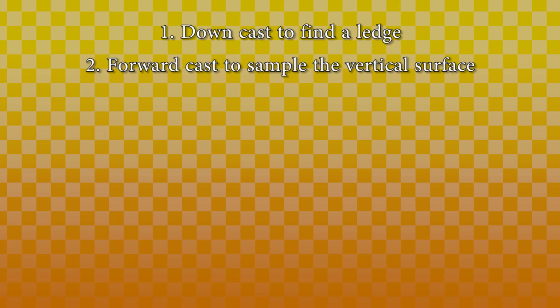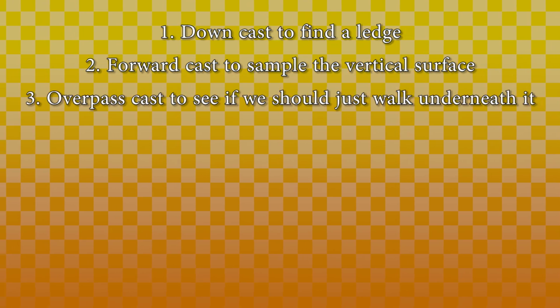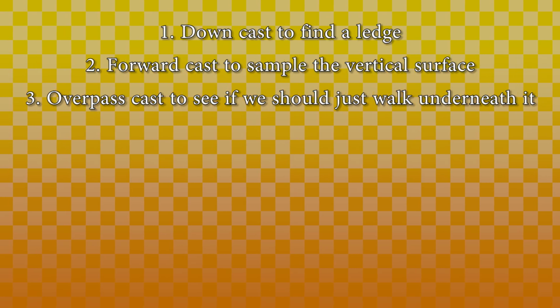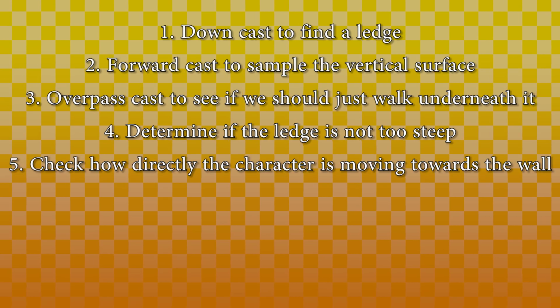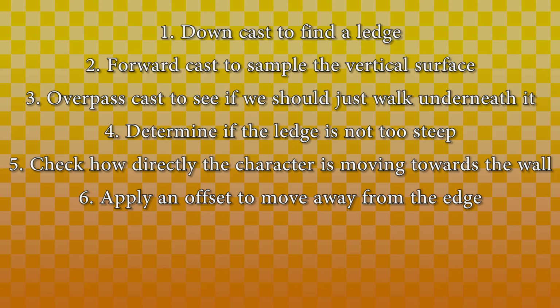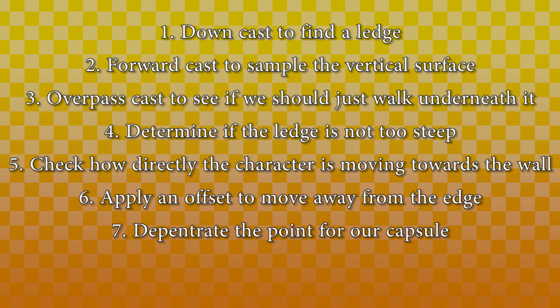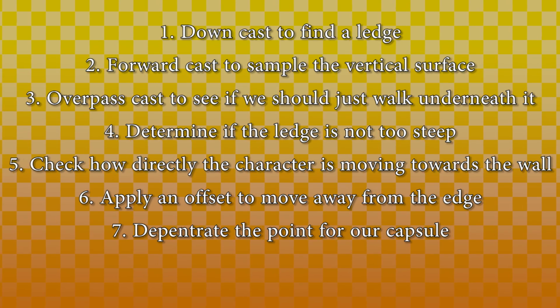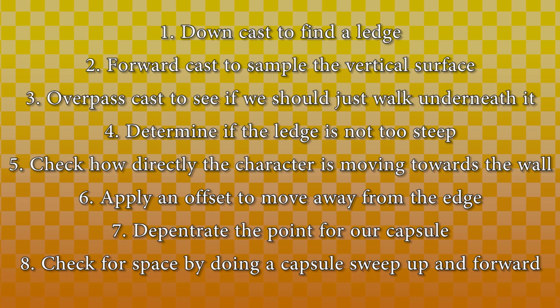Quickly recapping, first, downcast to find a ledge. Second, we do a forward cast to sample the vertical surface. Third, we do an overpass cast to see if we should just walk underneath it. Fourth, we determine if the ledge is not too steep. Fifth, we check how directly the character is moving towards the wall. Sixth, we apply an offset to move away from the edge. Seventh, we depenetrate the point for our capsule. Lastly, we check for space by doing a capsule sweep up and forward.